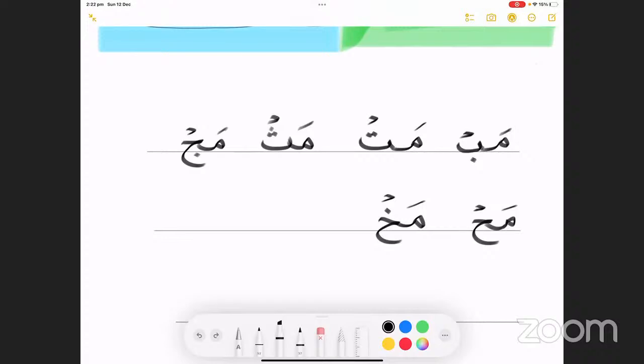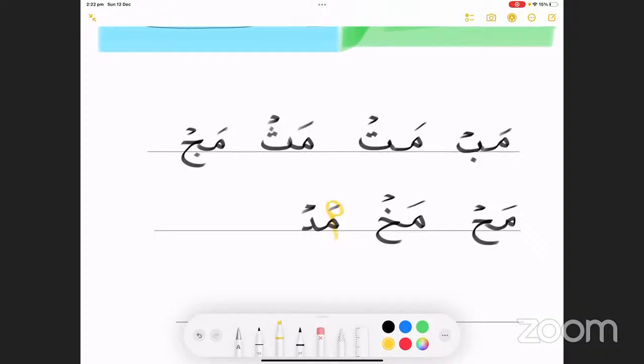Okay. Let's get the first student, inshallah ta'ala. Co-host, if you can unmute the first student. Okay. Zainab, read me this one, please. Spell this one for me, please.